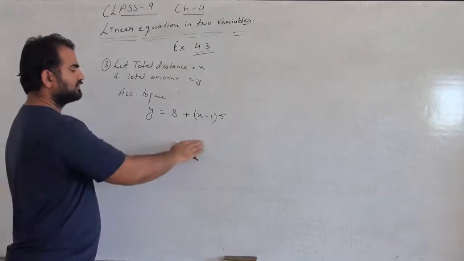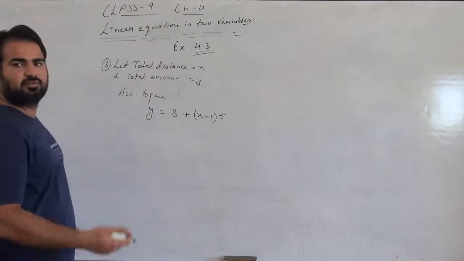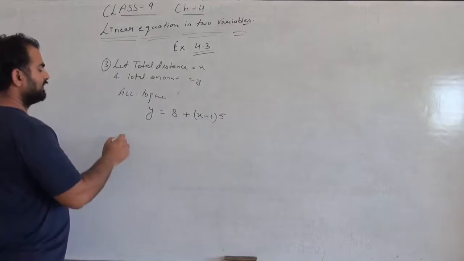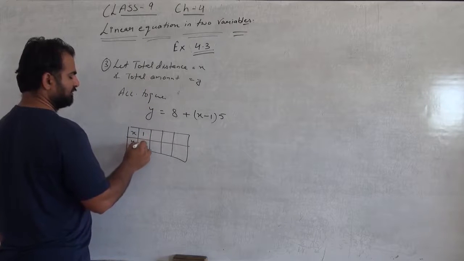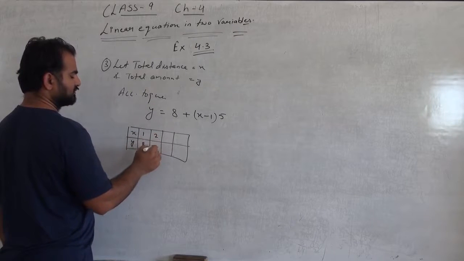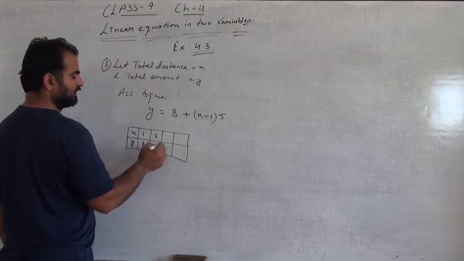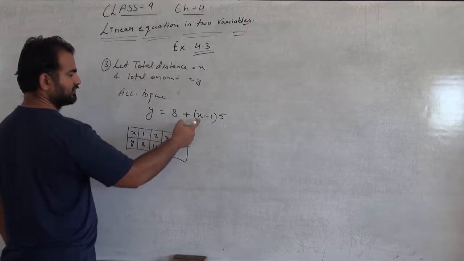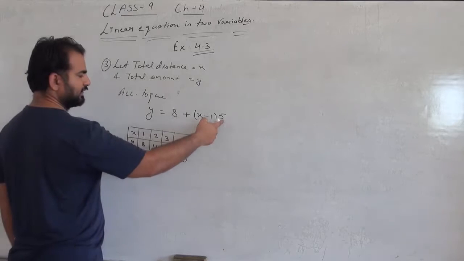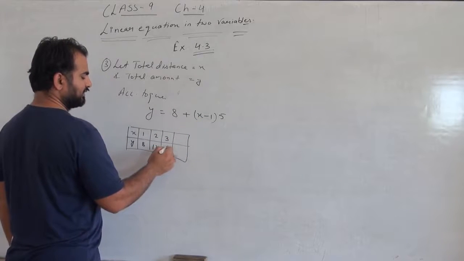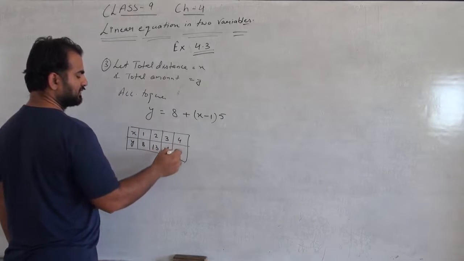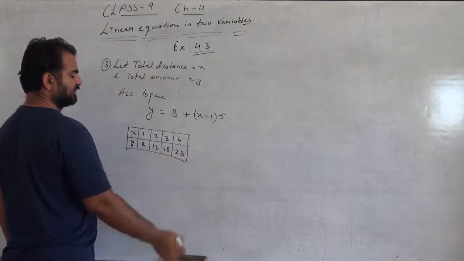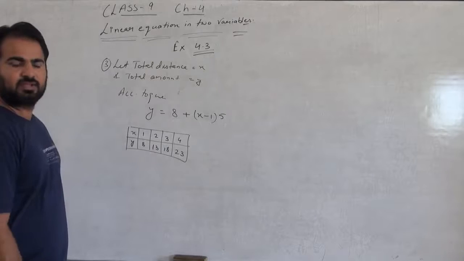So this is our equation, and we have to draw a graph, then we have to find 4 such answers. x equals 1, so y will be 8. x equals 2, y will be 13. x equals 3, so 3 minus 1 is 2, 2 into 5 is 10, 10 plus 8, 18. And for x equals 4, it will be 15 plus 8, 23. This will be our equation.